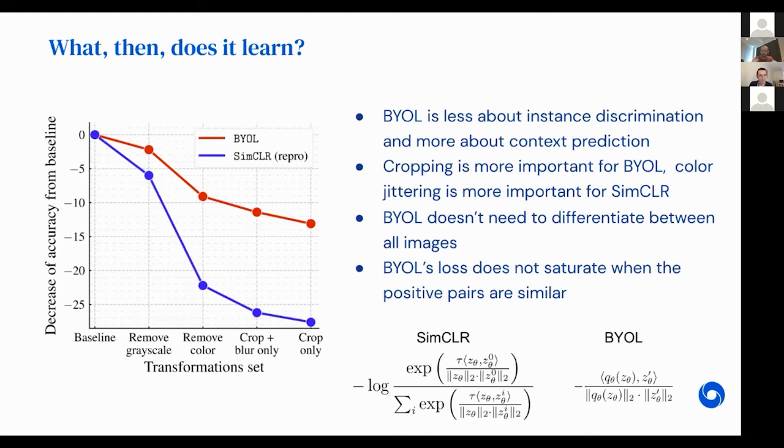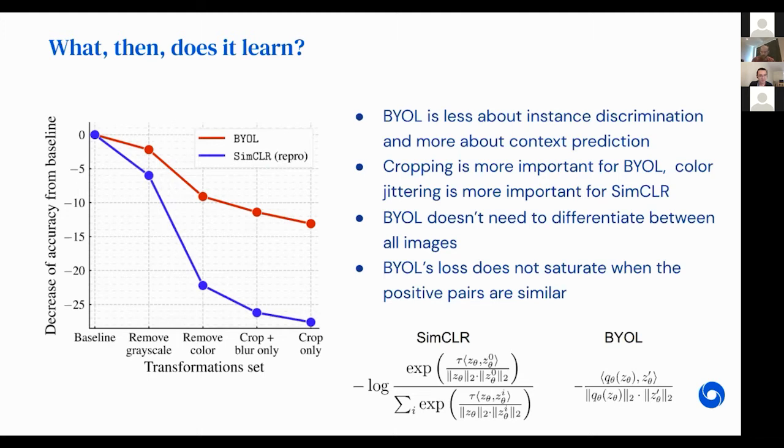And so Sinclair doesn't have much of an incentive to learn about the stuff that's not overlapping in those two patches. Whereas for BIAL, we have to do a regression. We have to predict all of the information that's in the other representation. And so it seems more likely that BIAL would have to learn to predict that stuff.